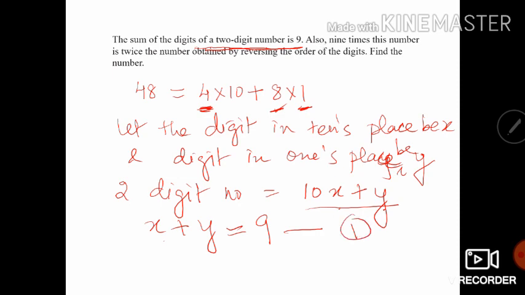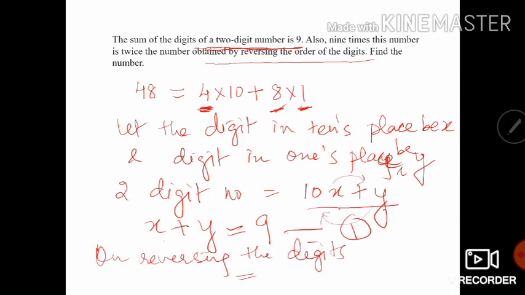The second sentence says 9 times this number is twice the number obtained by reversing the order of the digits. So let's find what number we get on reversing the digits. x goes to the ones place and y goes to the tens place. So this becomes 10y plus x. This is the number that we get on reversing the digits.